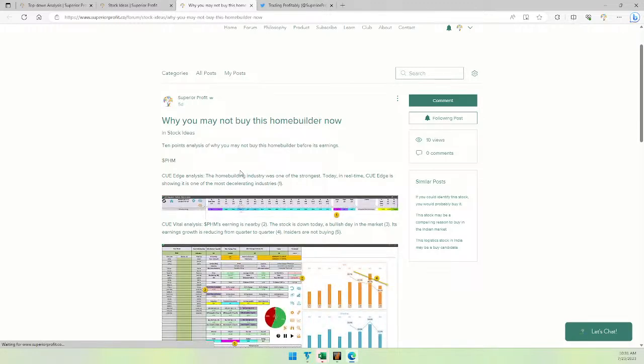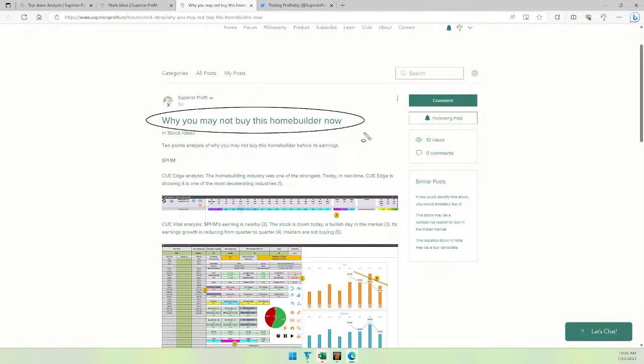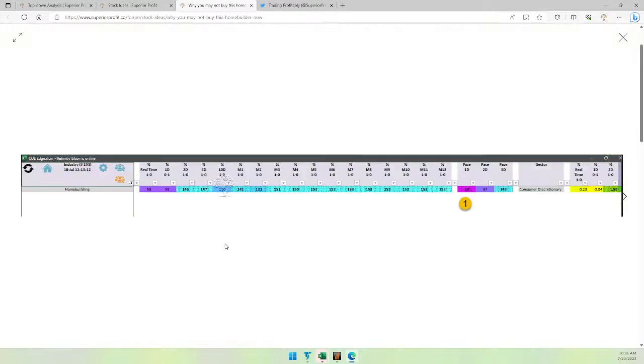So this was on PHM, I think Pulte Homes. Why you may not buy this home builder now, I shared it 5 days ago for PHM with all the Q live snapshots. Let's look at them. Q age was showing in real time. This was as of midday. You can see it from the timestamp, 18th July, 5 days ago.